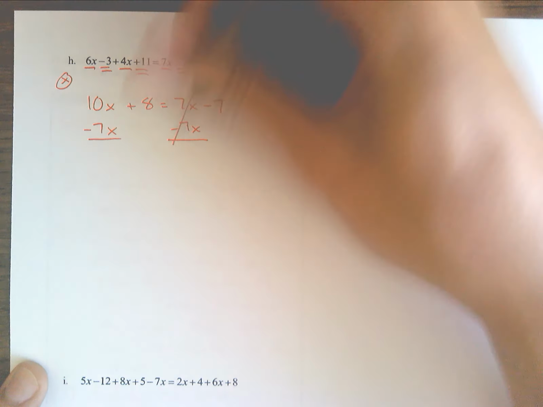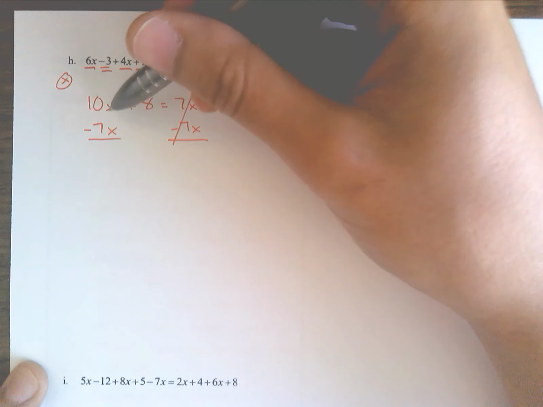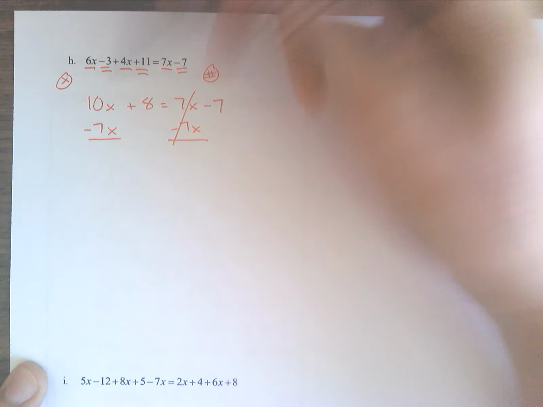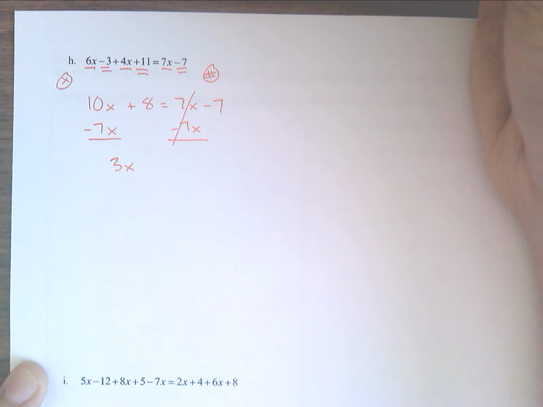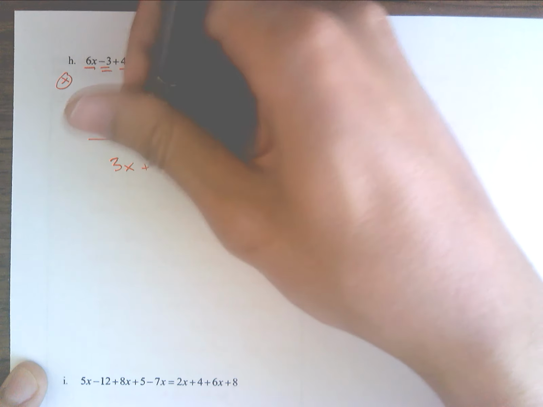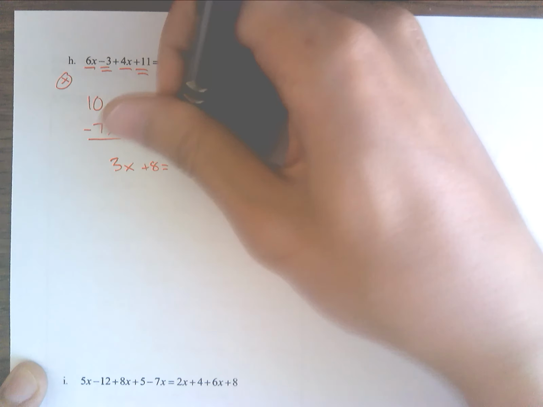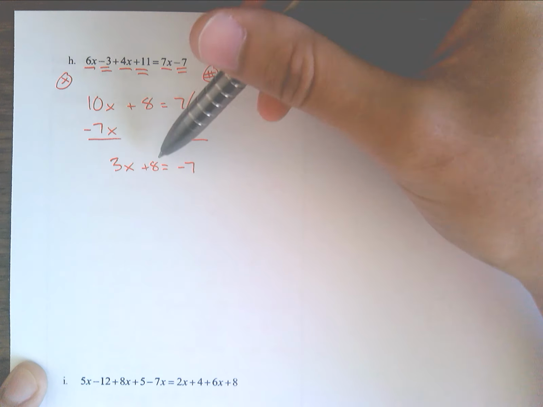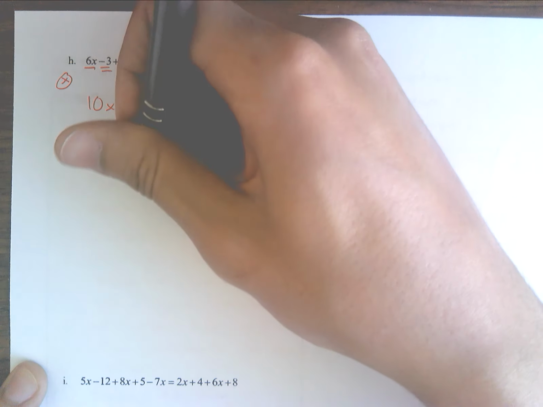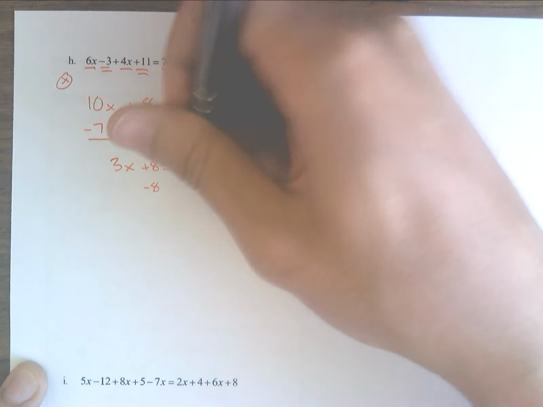This 7x cancels. And over here, we have 10x minus 7x. 10 minus 7 is 3x. And then we'll bring down the plus 8, bring down the equals, and bring down the minus 7. Now we want all the numbers on the right-hand side, so we've got to move this 8. So in order to move the plus 8, we subtract 8.